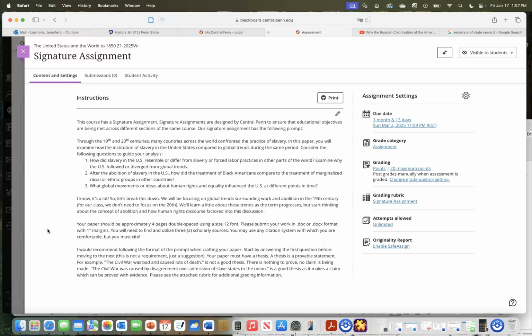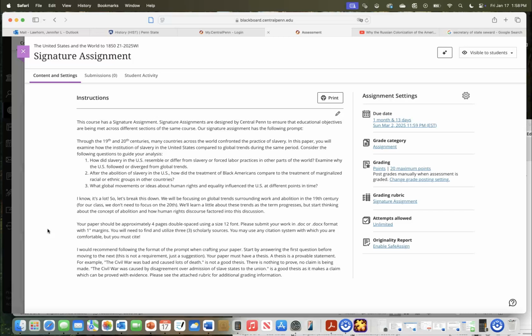So I would start with the first question. Then I would move to after abolition, keeping the same countries. I would maybe pick 2 or 3 countries that I would focus on to keep it consistent and look through those countries. And then after I go through slavery in America and those other countries, abolition of slavery in America and those other countries, and then global movements or ideas about human rights and equality, right? So it lays it out for you in such a way that it makes it easier to write the paper.